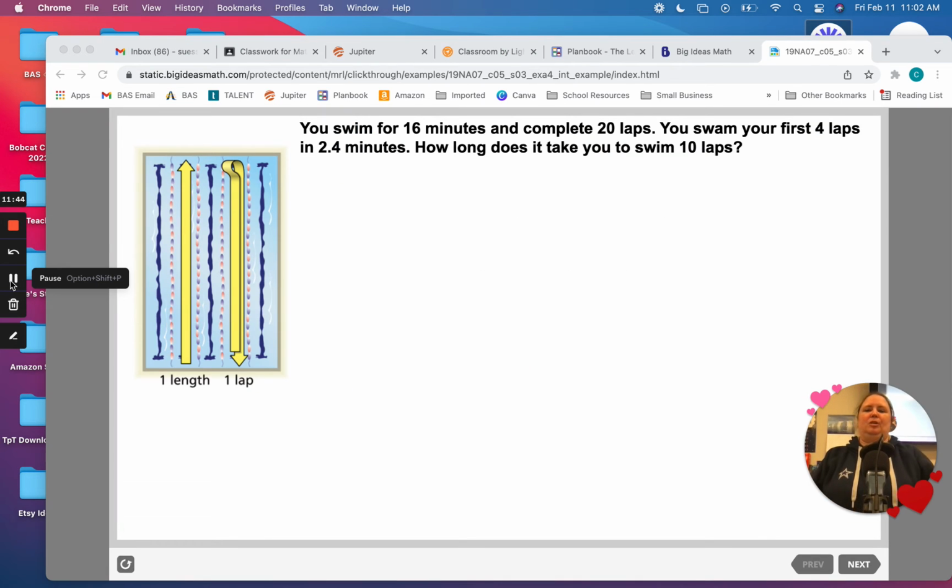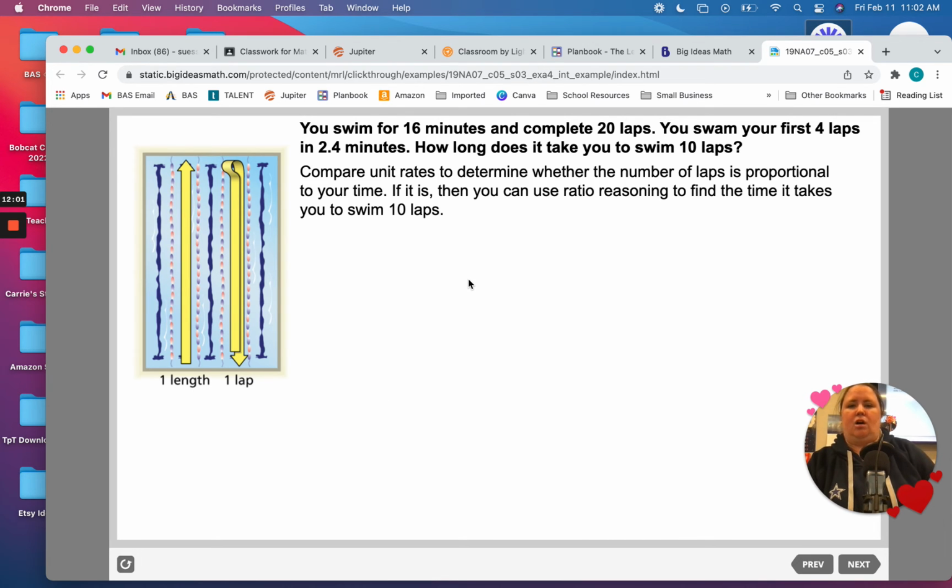All right. You swim for 16 minutes and complete 20 laps. You swam your first 4 laps in 2.4 minutes. How long does it take you to swim 10 laps? All right, so we're trying to set some equivalent equations to solve for how many minutes we swim in the 10 laps. So we're going to compare the rates.